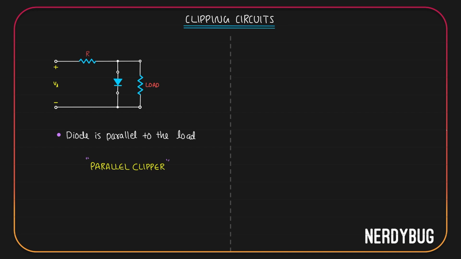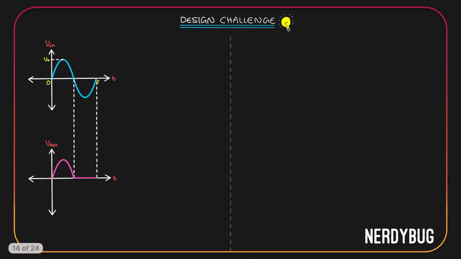Let us now do some design challenges based on parallel clippers. This is the first one. My input is a sinusoidal wave. My output is this. I want the positive half cycle intact and the negative half cycle should be clipped.